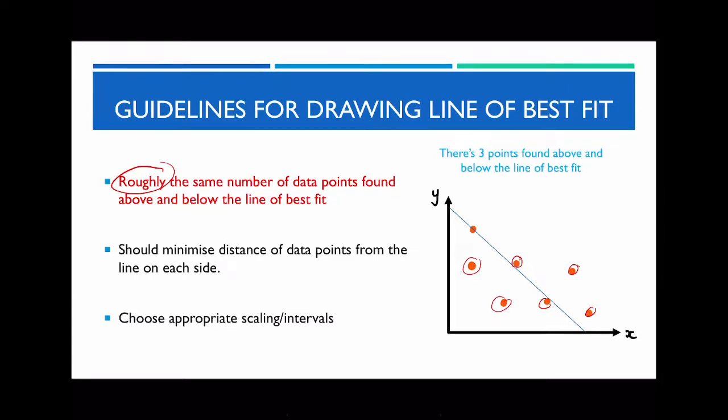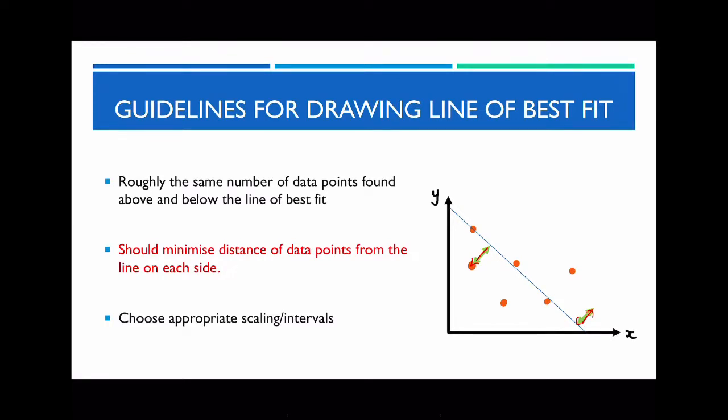The second dot point says you should try to minimize the distance of data points away from the line of best fit on each side, so from above and below. What I mean by that is these distances over here are relatively the same, so you're trying to make things even in this case.